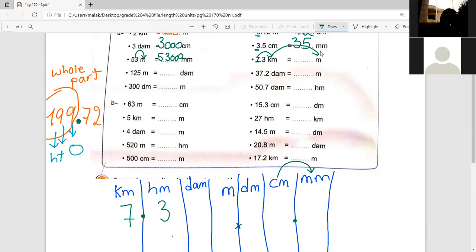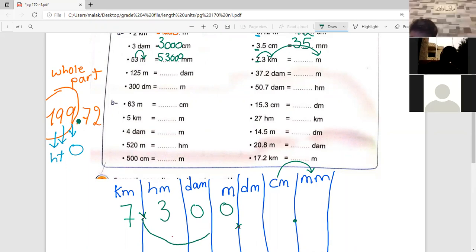Now convert 3 to meter. Converting to meter, we will cross the point and put 2 zeros. Where will the point be? We put it at the end. Bravo. So the answer will be 7,300. Bravo, Jawad. You just forgot which digit is the ones digit. So pay attention to the ones digit. Okay, Jawad?